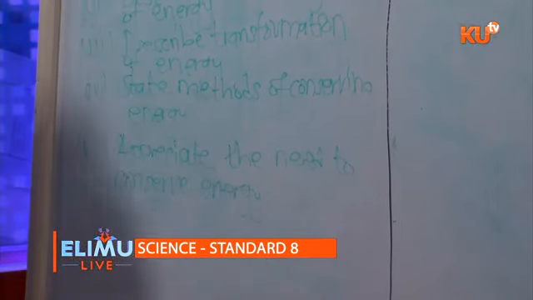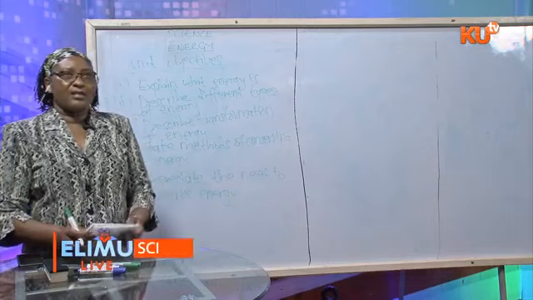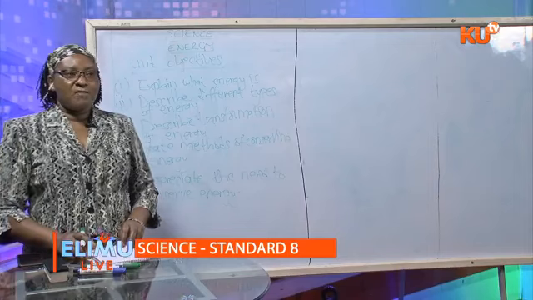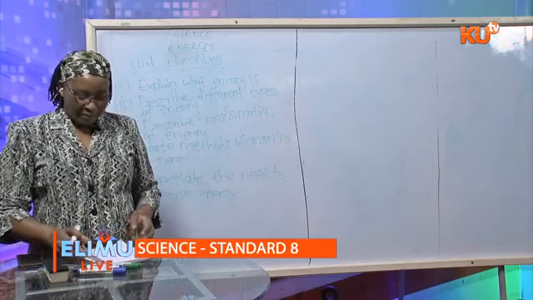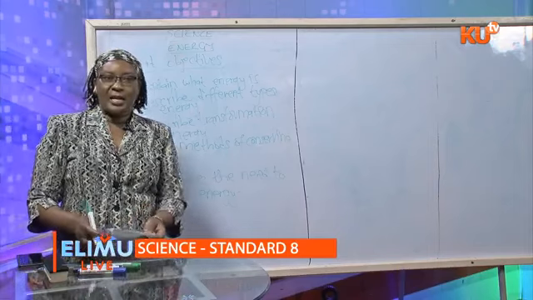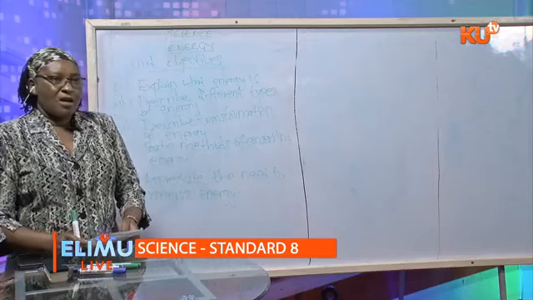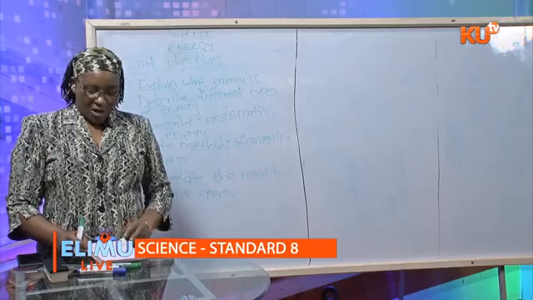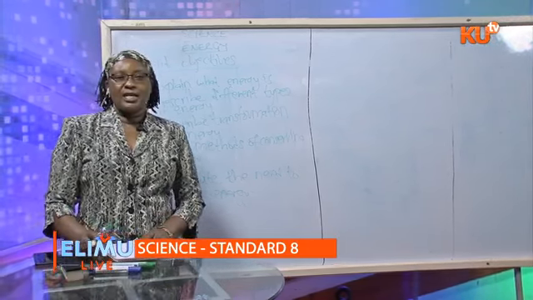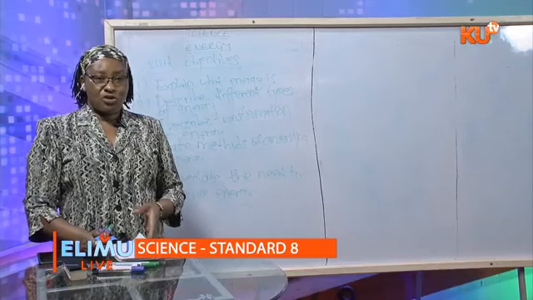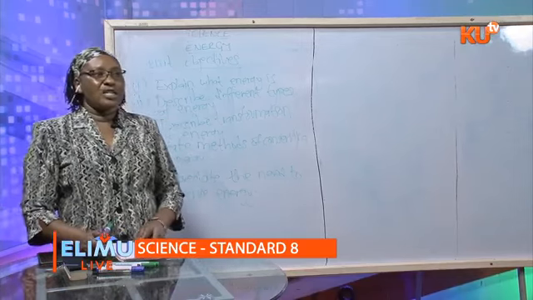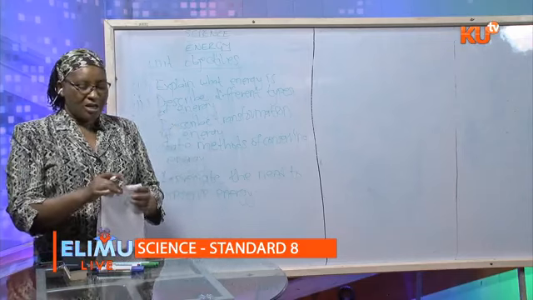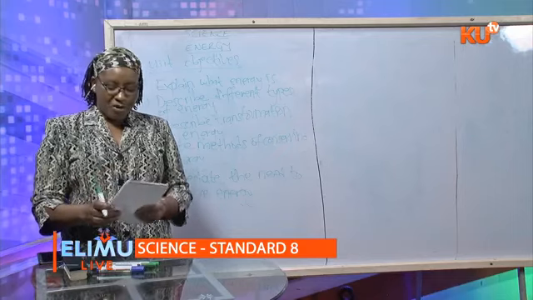Now, this is a very important topic as far as KCPE is concerned, because we always find more than 5 questions in the KCPE paper, and that's why I would like our learners to be very keen. At home, you also have textbooks that you can use in learning this topic. You can research on a few things, and you can do the activities which are usually outlined in the books, especially the primary science course book.